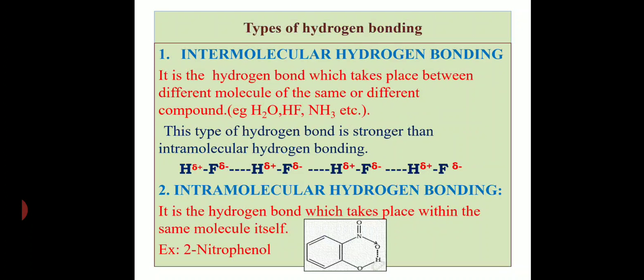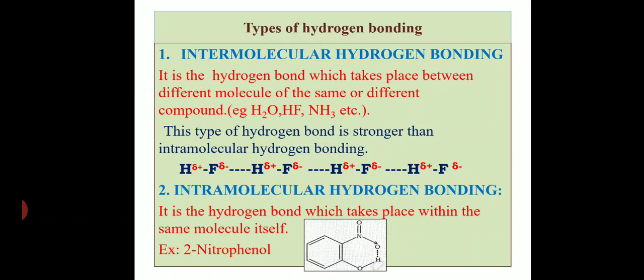Next, types of hydrogen bonding. There are two types: intermolecular hydrogen bonding and intramolecular hydrogen bonding. Inter means between two, intra means within the same, right? Now first we'll see intermolecular hydrogen bonding. It's the hydrogen bond which takes place between different molecules of the same or different compounds. This type of hydrogen bonding is stronger than intramolecular hydrogen bonding. So between two molecules is known as an intermolecular hydrogen bond.